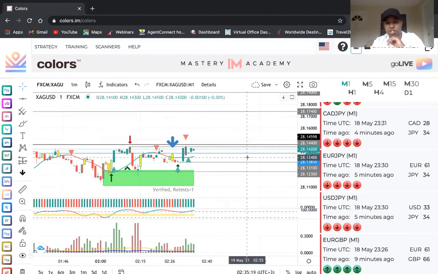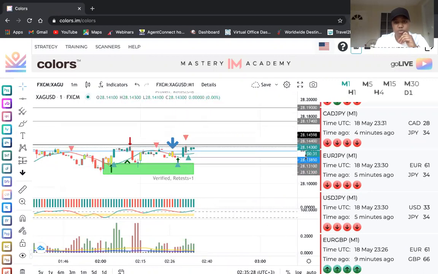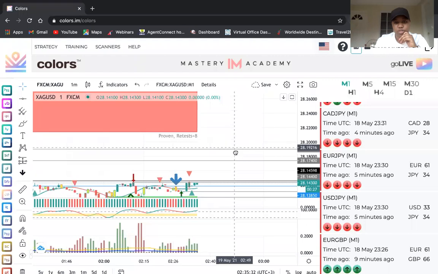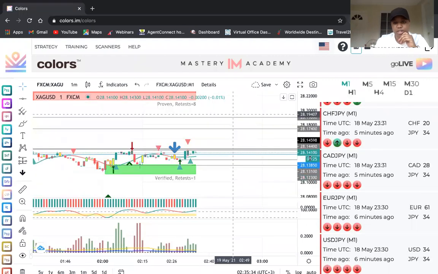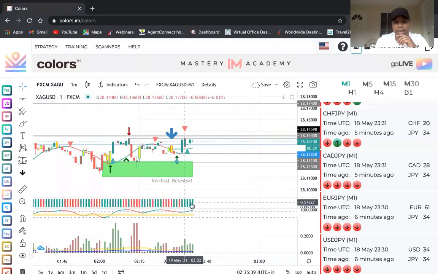Yeah, exit the trade, guys. It literally retests that area 8 times, guys. Jeez, 8 times. So we're going in for a buy, guys, on silver. So enter now for that buy.